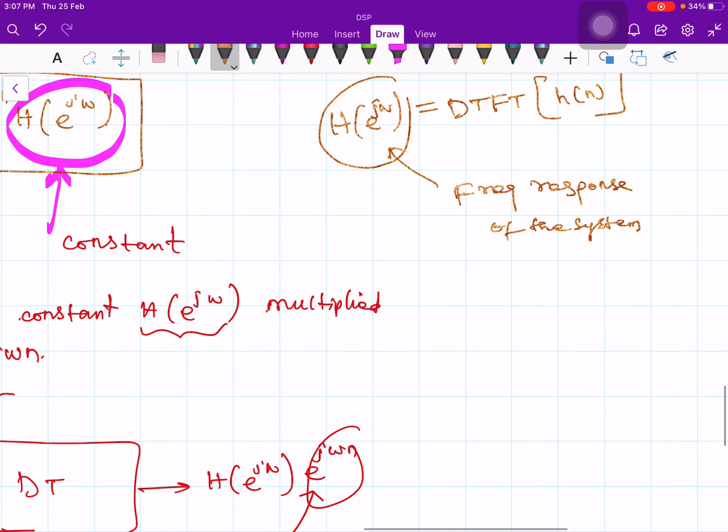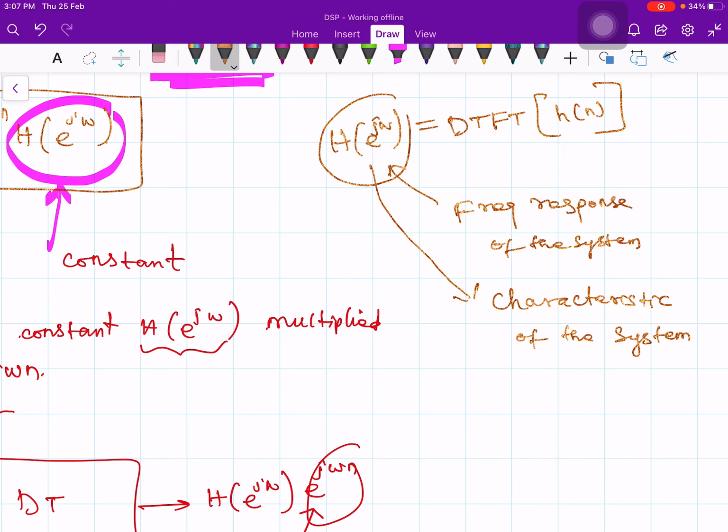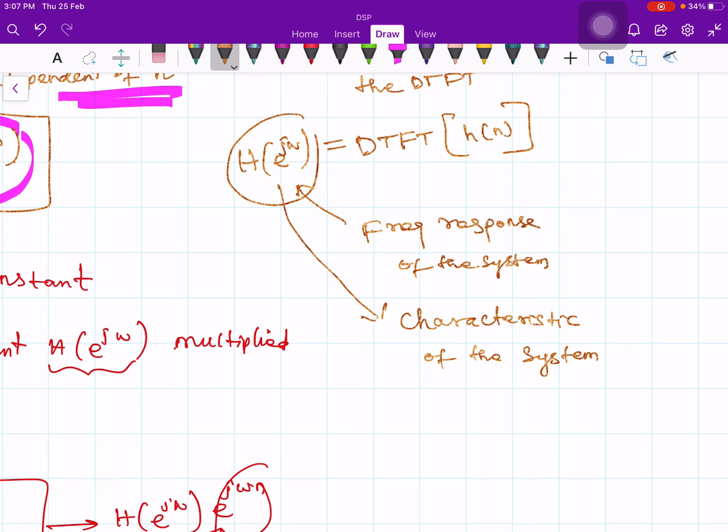This H of e to the j omega is a quantity which is a characteristic of the system. By using capital H of e to the power j omega, we will come to know the behavior or the character of the system, just as h of n is the characteristic of the system in the time domain. Similarly, H of e to the j omega is the same characterization as h of n, but transformed to the frequency domain. It is called frequency response because it involves omega.